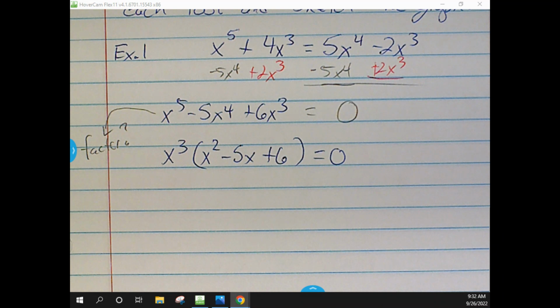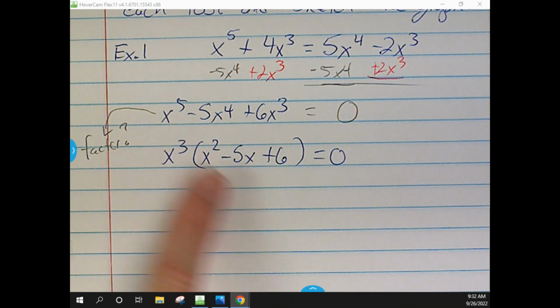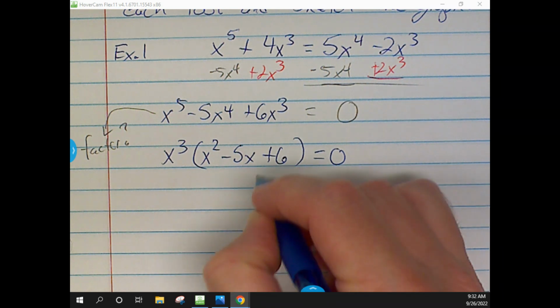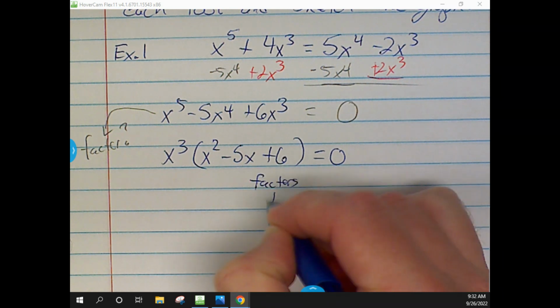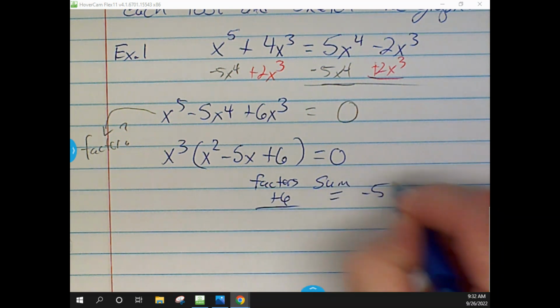And on the inside, everybody okay that looks factorable? Because if we take away that x to the 3rd for just a minute, if we look at what's on the inside, we're looking for the factors of 6 to equal 5. Hey, that works, right? We can actually factor that. So just be careful with your signs. So what are the factors of positive 6 whose sum would equal negative 5?